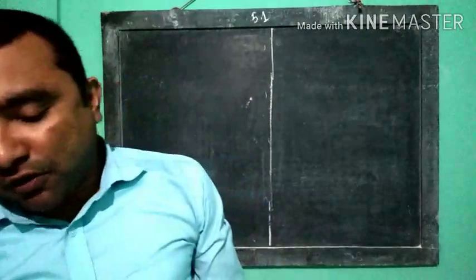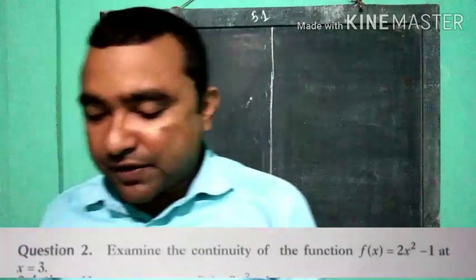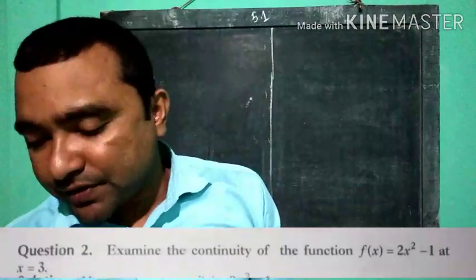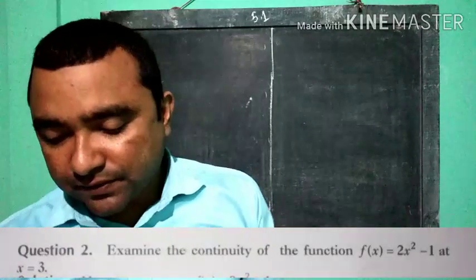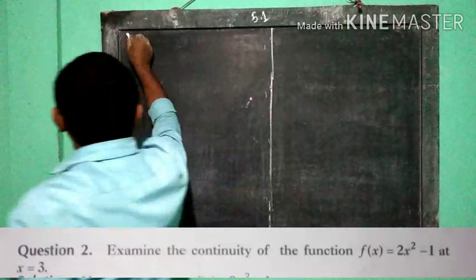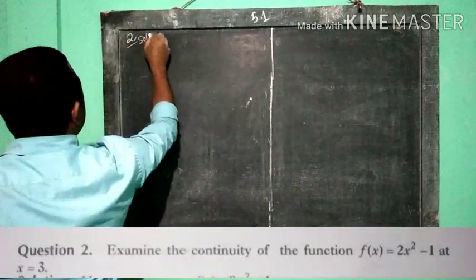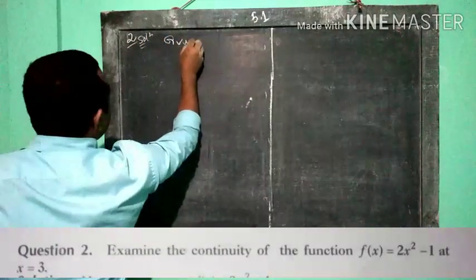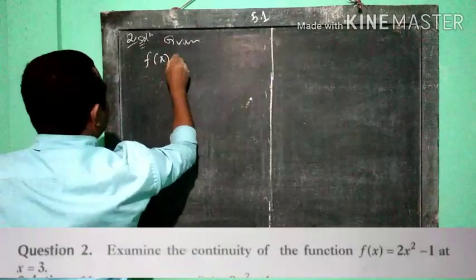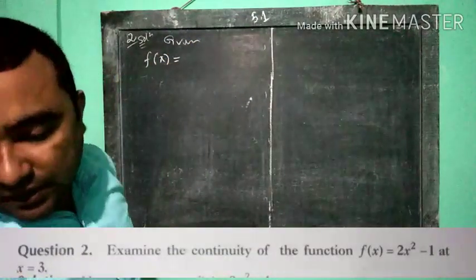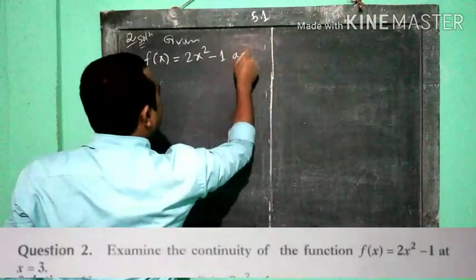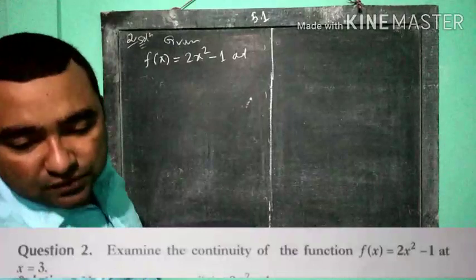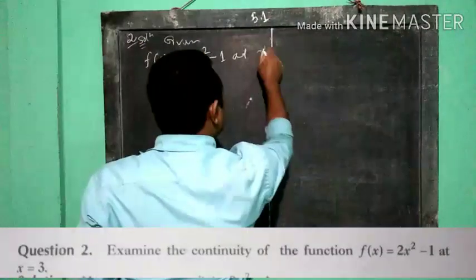Now we are going to solve question number 2. Question number 2 is: examine the continuity of the function f(x) = x square minus 1 at x = 3. The given function, in the question number 2 solution, is f(x) = 2x square minus 1 at the point x = 3.